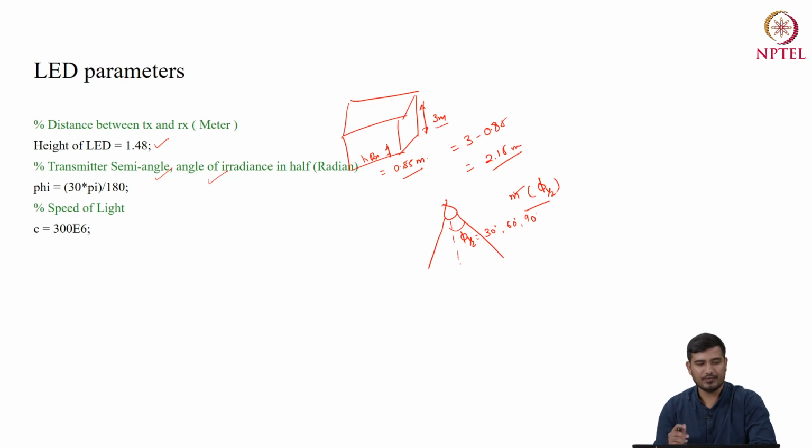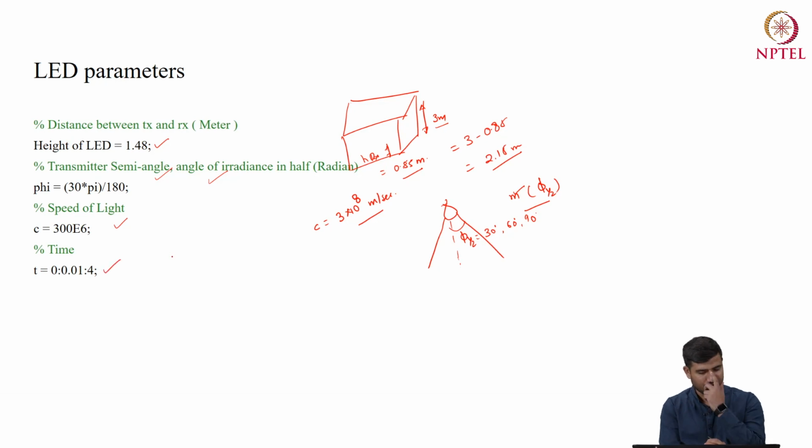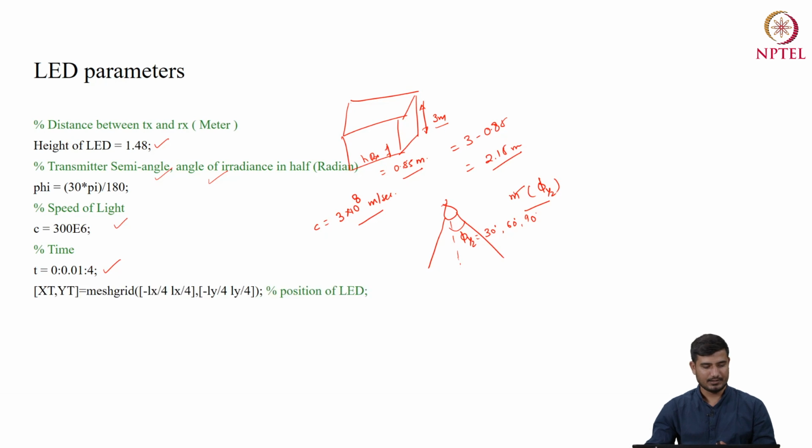Next will be the speed of light, because as we know, we are working on visible light communication, which is a light technology. So this is the standard value everybody must be aware of, 3 into 10 raised to the power 8 meter per second. So this is the practical value we have given here, because it is going to be required when you are going to calculate the delay spread. So for that you require the speed of light, and again the time, like what is the symbol duration that you are operating. So here I have taken a maximum value of 4 with an interval of 0.01 second. So this value is in second actually.